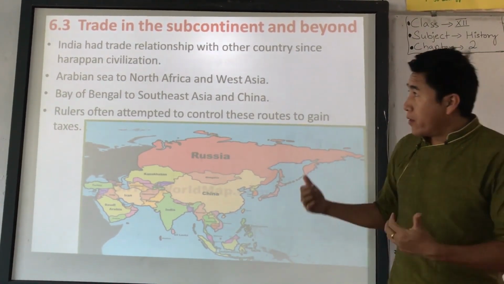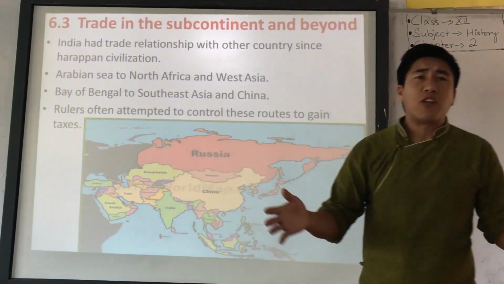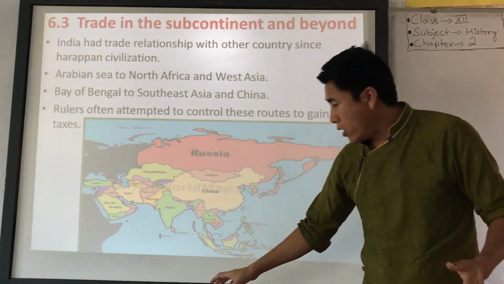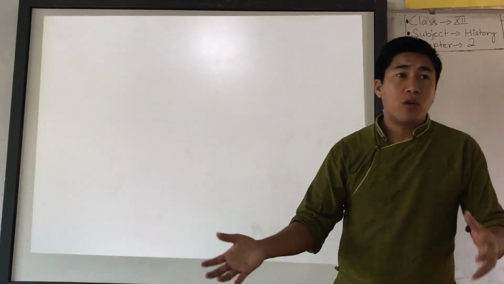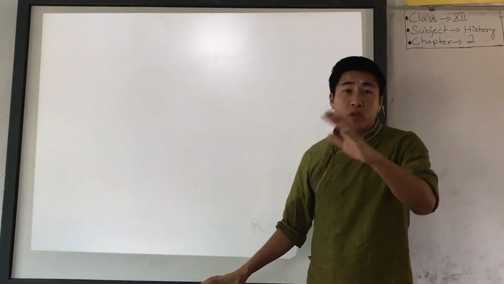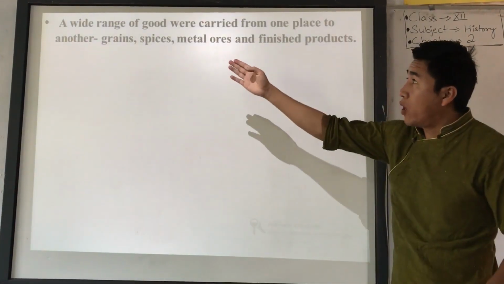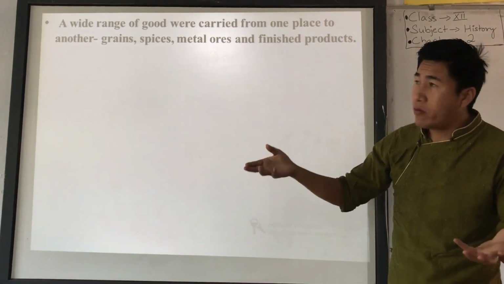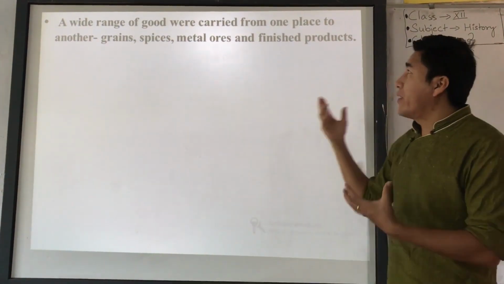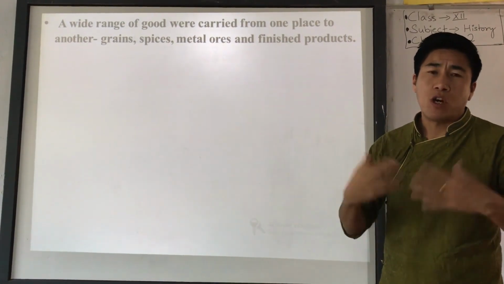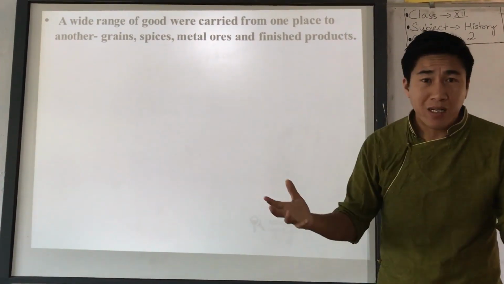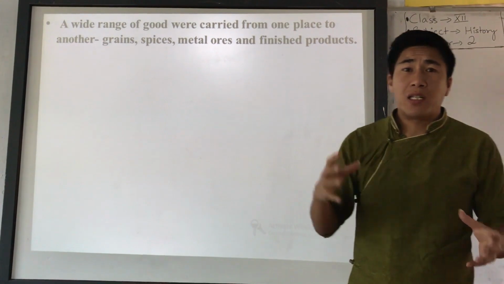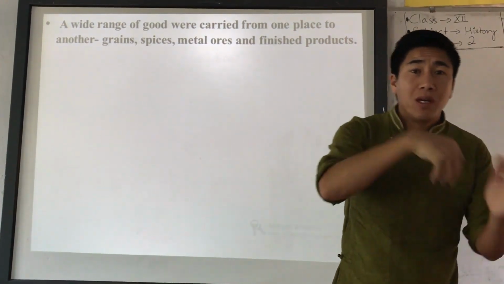Understood? Not only that, different kinds of commodities were carried from one place to another. A wide range of goods were carried, such as grains, then spices, then metal ores, iron ores or copper ores, then finished products. These are the kinds of products that used to be carried from one place to another.